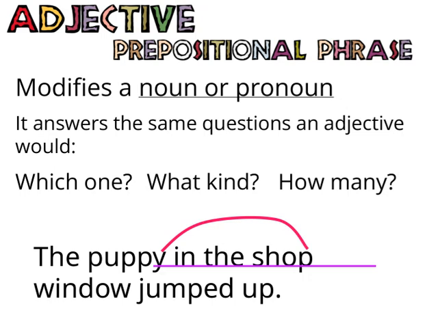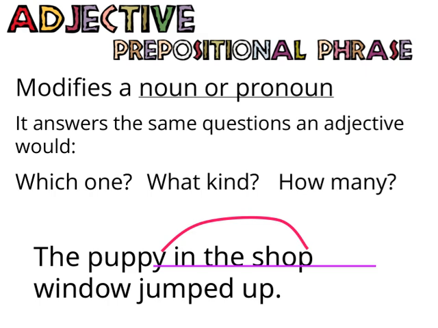Now let's look at this sentence. The puppy in the shop window jumped up. Notice how the phrase "in the shop window" functions. It's actually describing the puppy, giving us more detail about which puppy we're talking about. This kind of description is what we call a modifier. Specifically, it's a modifying phrase that provides extra information about a noun, in this case, the puppy.